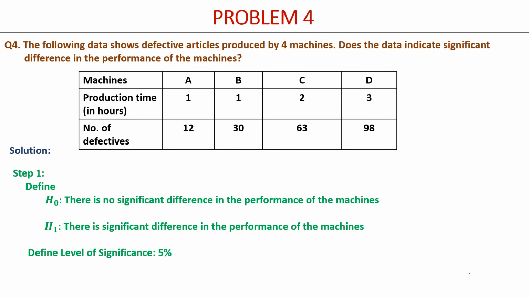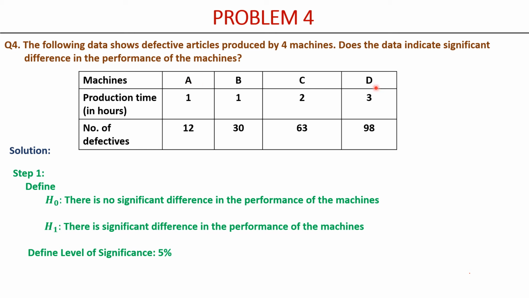Let's read problem number 4. The following data shows defective articles produced by 4 machines. Does the data indicate a significant difference in the performance of the machines? So let's read the data.